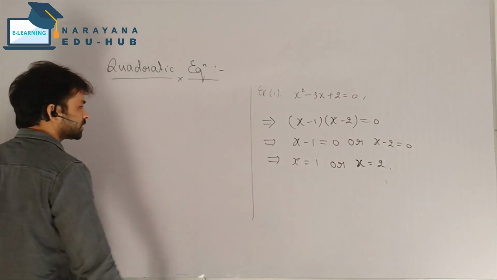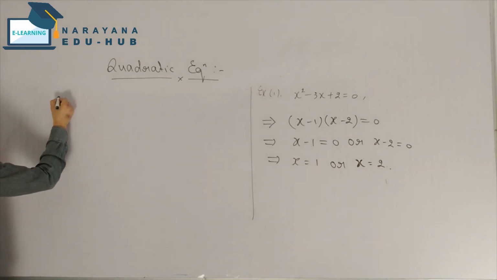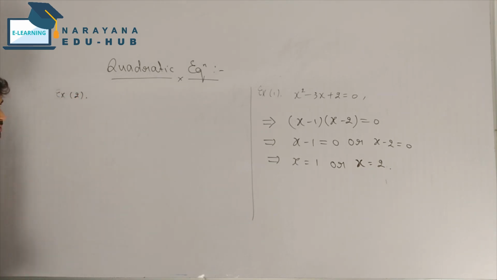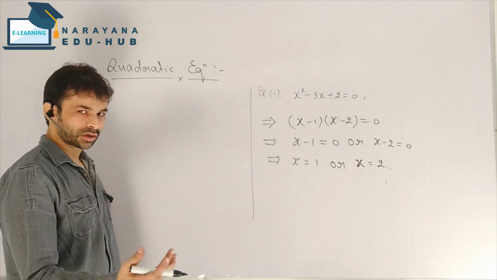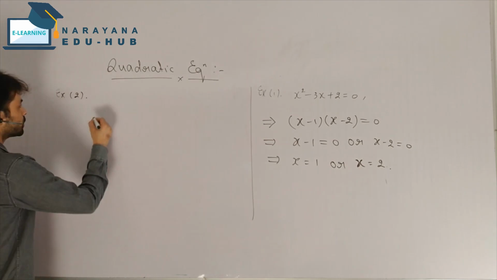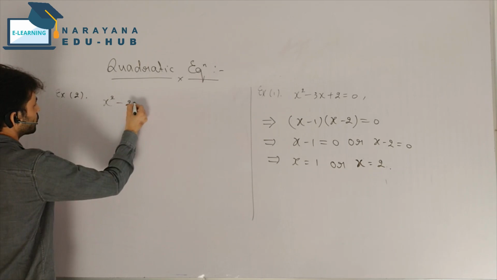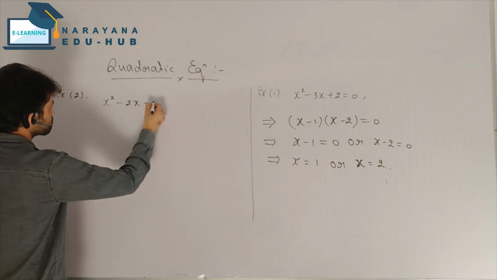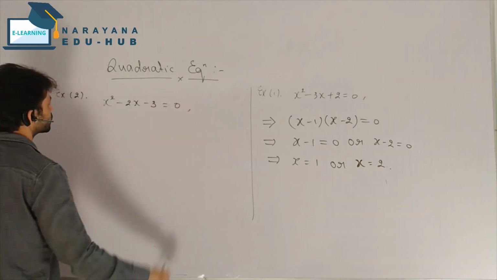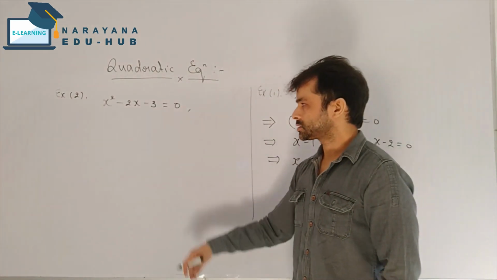So now come to the derivation. Before deriving that, let's say we have another quadratic. I am taking another quadratic: x square minus 2x minus 3. Let's say we have this. We have to solve this.